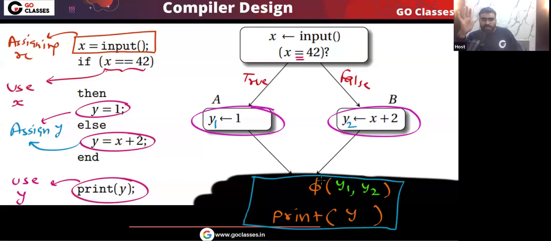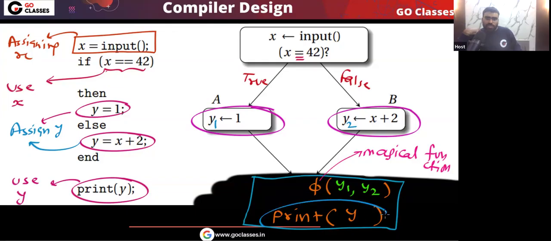This is a magical function. Let's assume this is a magical function. Think about this function as a magical function. Okay, to this magical function, you give y1, y2 because you are confused. Okay, I am confused. Should I use y1? Should I use y2? Because I want to print the value of y. So should I print the value of y1 or should I print the value of y2? So no problem. Use the Phi function.